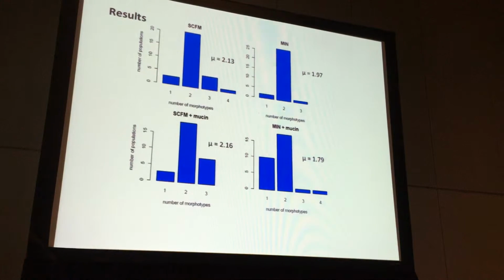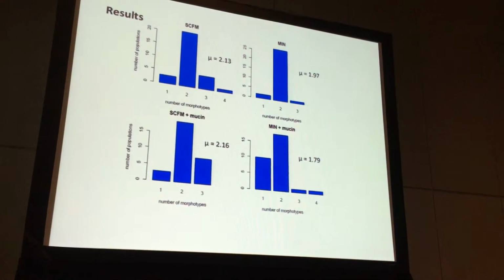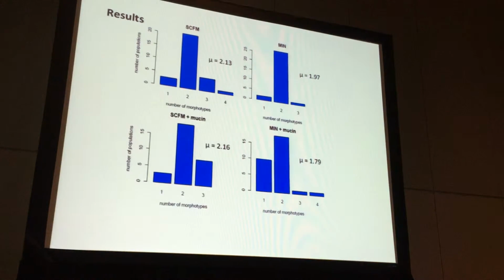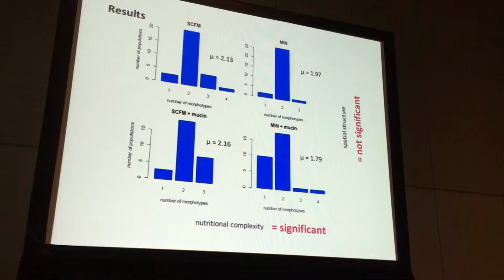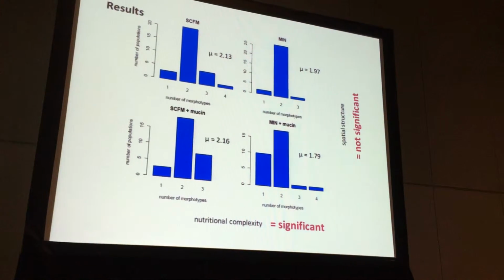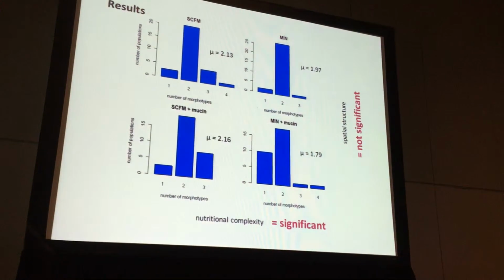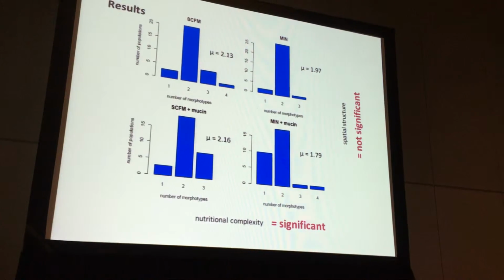I did see that the highest mean number of types was in the SCFM plus mucin treatment. Statistically, I found that the nutritional complexity axis did affect the mean number of types present. So the SCFM treatment did increase the number of types, but the spatial structure axis was not significant.